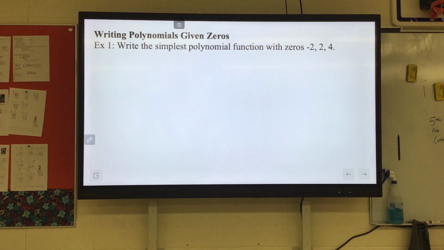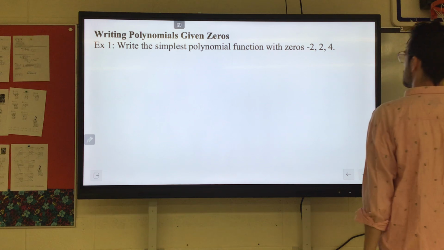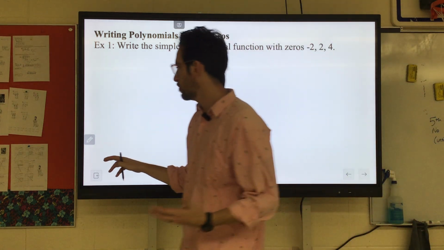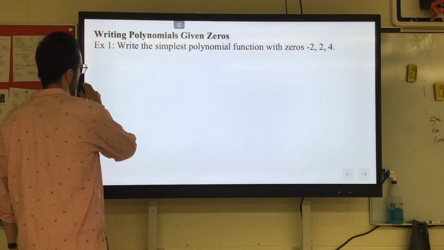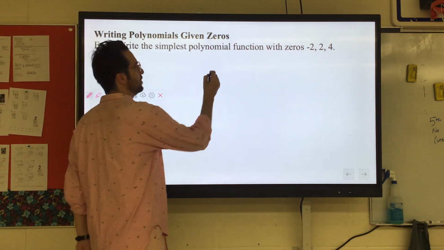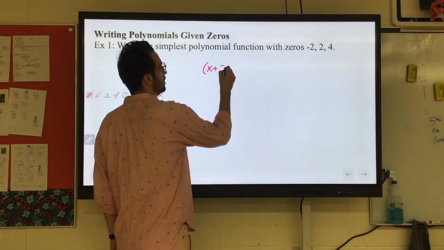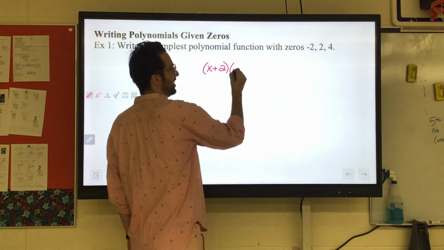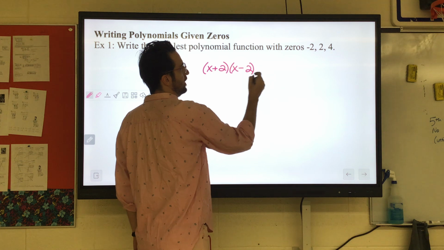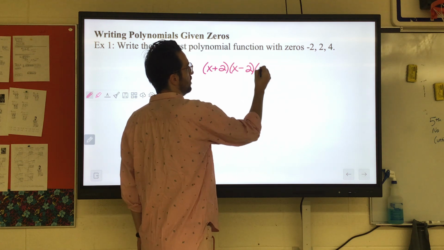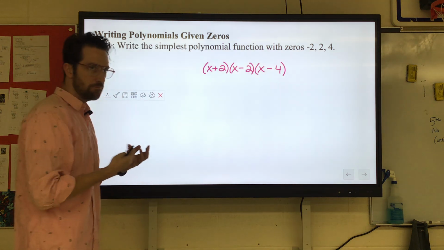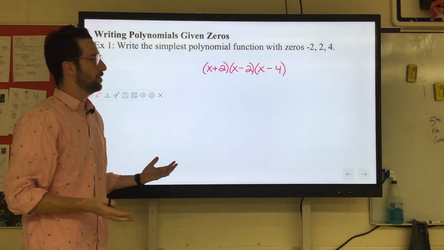Write the simplest polynomial function with zeros -2, 2, and 4. Now, if -2 is one of our zeros, in factored form that would show up as x plus 2. If +2 is a zero, that would show up as x minus 2. And if 4 is a solution, that would show up as x minus 4. That's it, but we just have to multiply this out now.